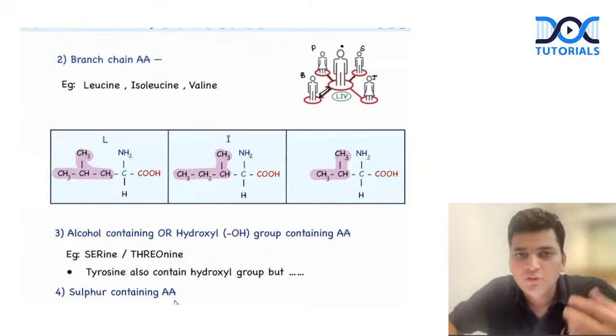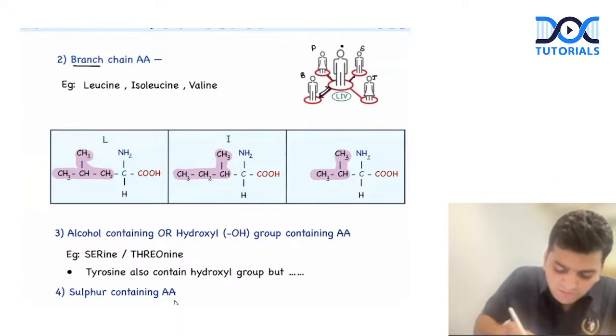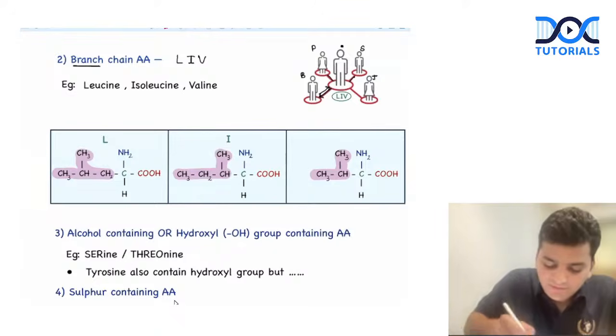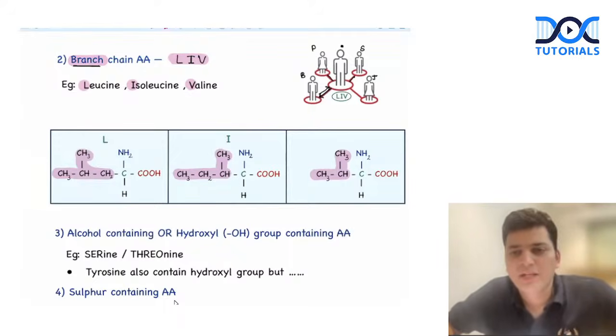Why? To have a huge branching relationship, the person has to be live-hearted. So the mnemonic is LIVE. To have a branching relationship, the person has to be live. That is leucine, isoleucine, and valine.